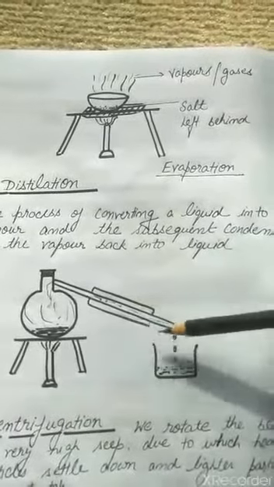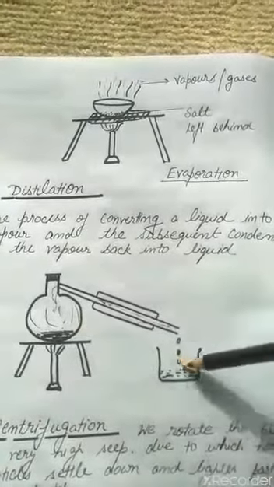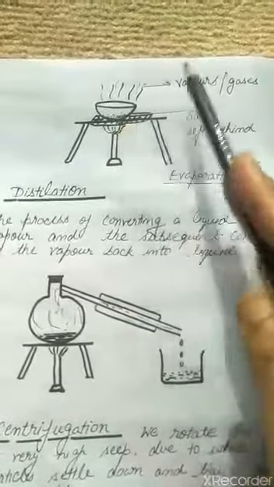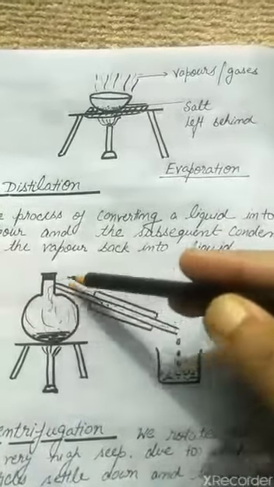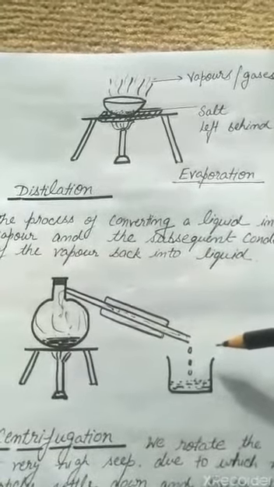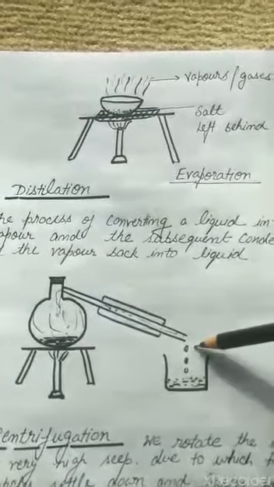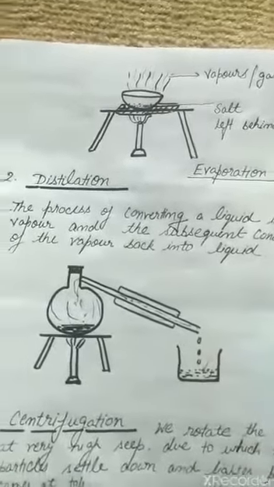So in this way we can get water and residue both separately, but in the evaporation process we get only residue and the vapors get evaporated. But if we want to collect the vapors also, then the distillation process is used, and it is also used to get pure or distilled water. This is the distilled water.